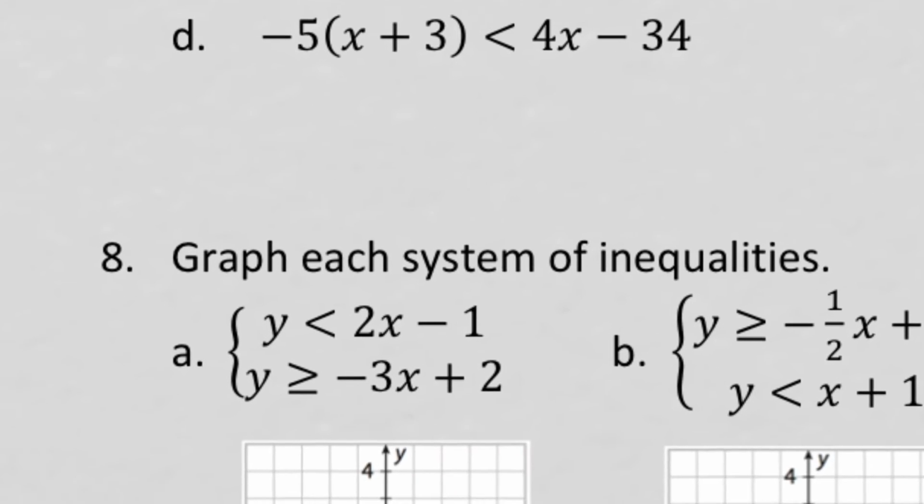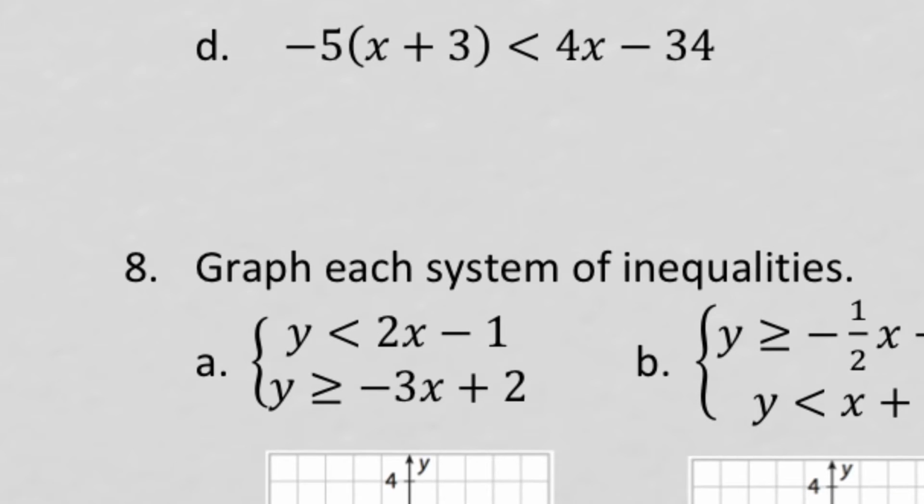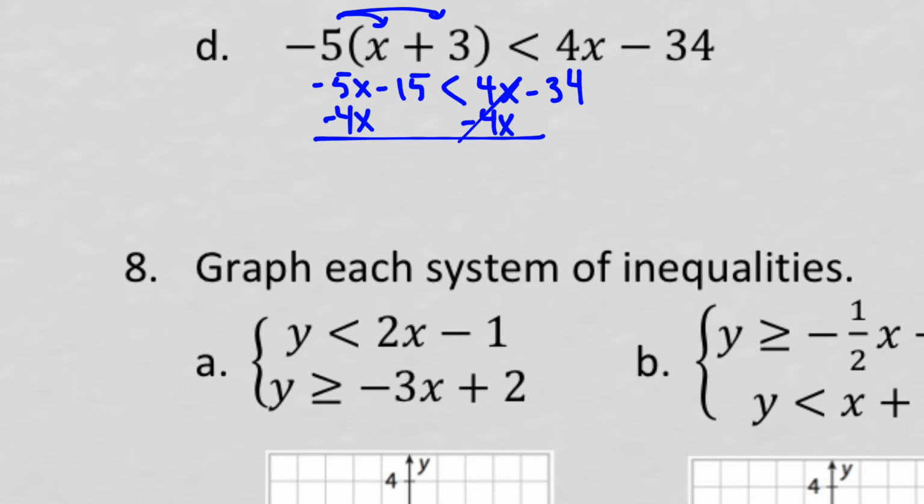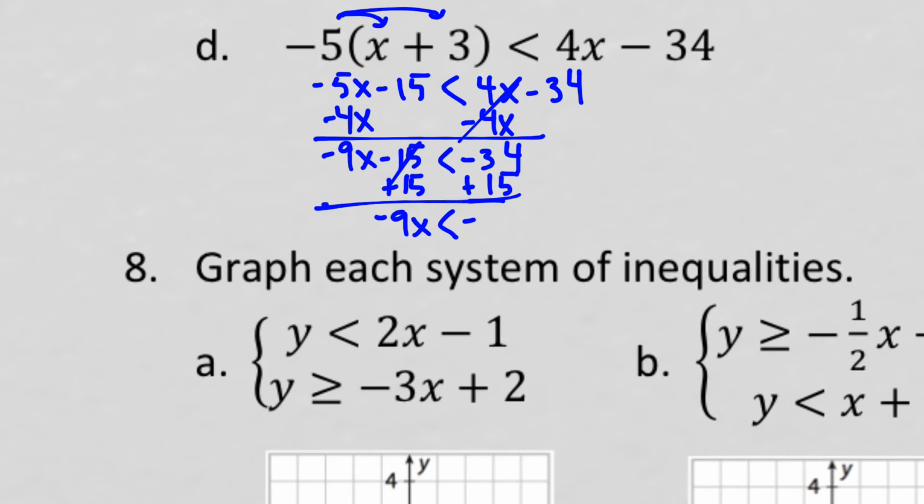Let's check D. Negative 5 times (x plus 3). I'm going to solve this one by first distributing the negative 5. So like this, distribute. That's negative 5x minus 15 is less than 4x minus 34. We're going to once again collect the x's on the left side, so I'm going to subtract 4x over to the left, like that. That gives me negative 9x minus 15 is less than negative 34. I'm going to add 15 to both sides. That cancels, so it's negative 9x is less than negative 34 plus 15 is negative 19. Yes, it is. Because you subtract the numbers, keep the sign of the larger number, right?